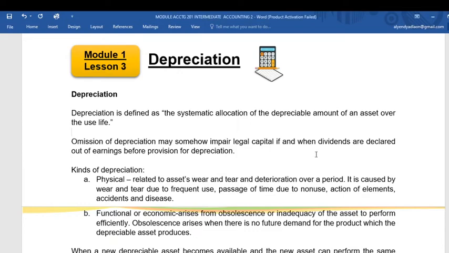Good day. So for this video, we will discuss depreciation. Now, as defined, depreciation is the systematic allocation of the depreciable amount of an asset over its useful life.